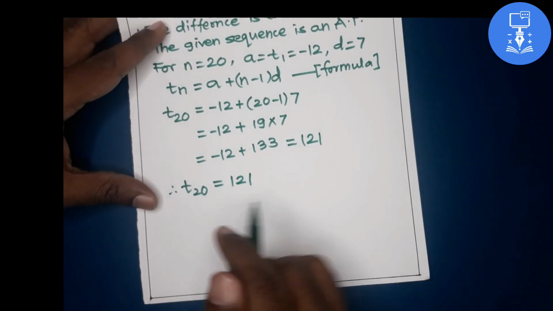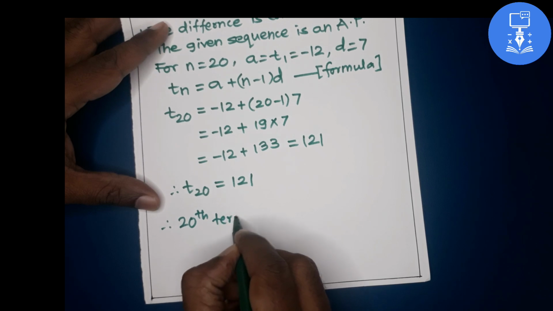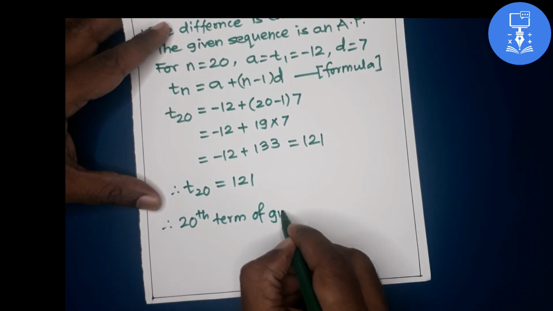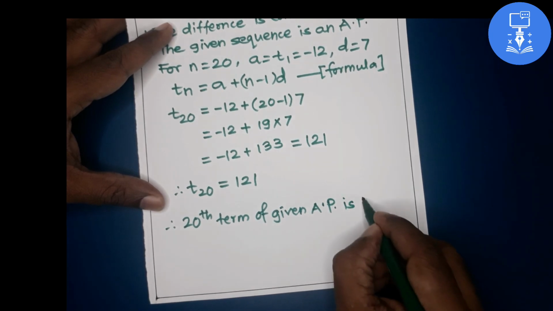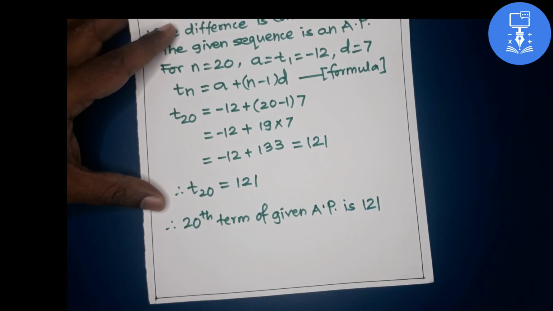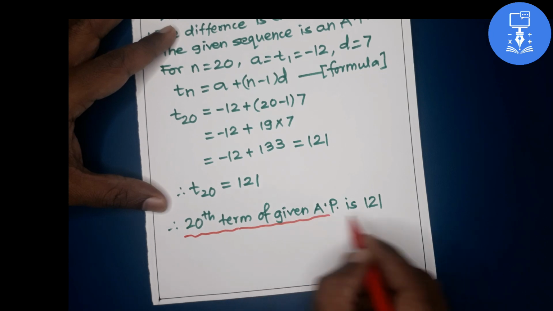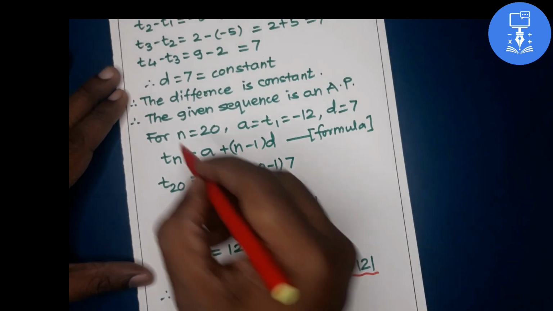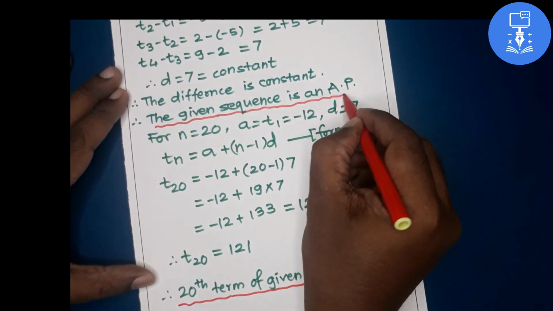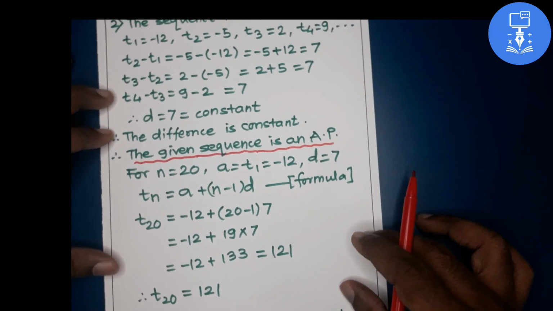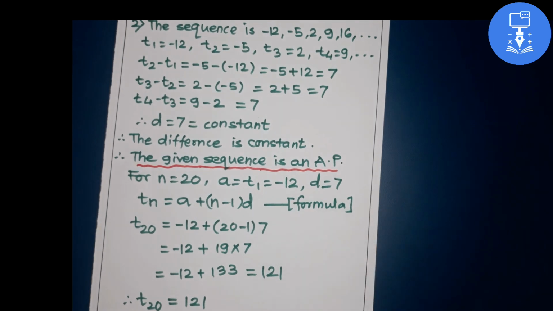So once again, write the final answer: the 20th term of the given AP is 121. Just highlight your final answers. The 20th term of the given AP is 121. This is the second answer, and the first answer is that the given sequence is an AP. I think the problem is quite clear to you. So practice it.